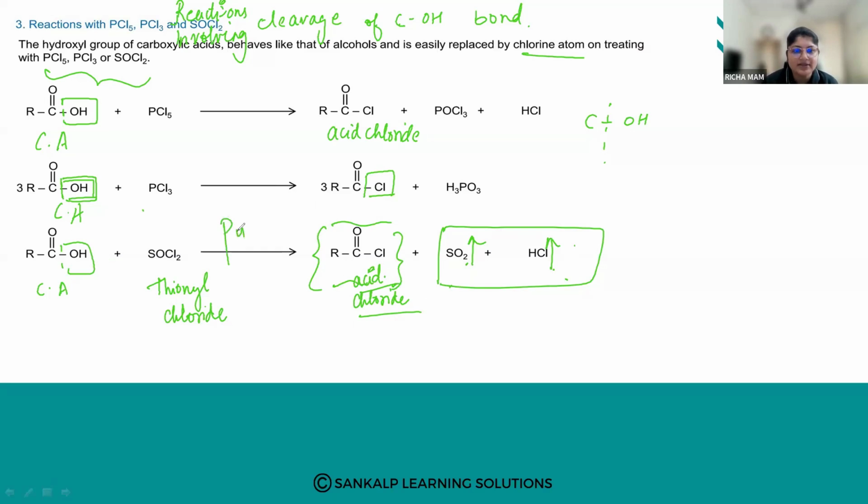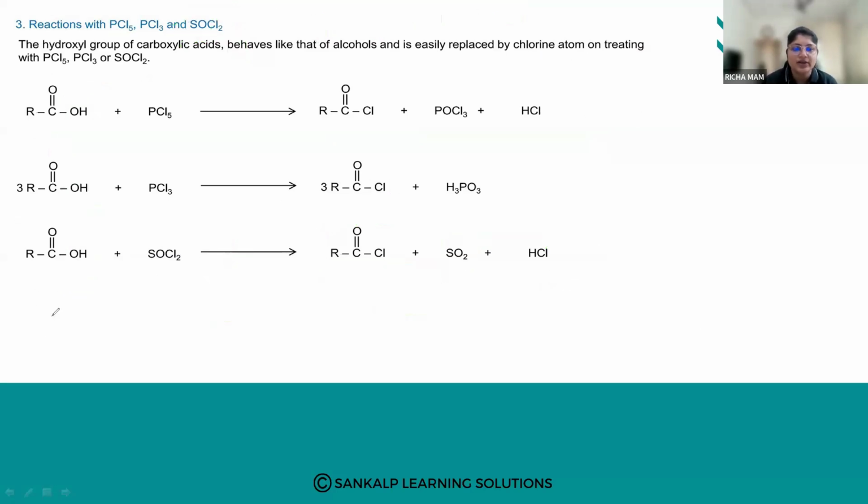Here a base like pyridine is used. This is an important reaction. A carboxylic acid, when treated with thionyl chloride in the presence of pyridine, will give you acid chloride, SO2 gas, and HCl gas is liberated. Please note it down. Let me give you an example. Suppose I take acetic acid and treat it with thionyl chloride in the presence of pyridine.